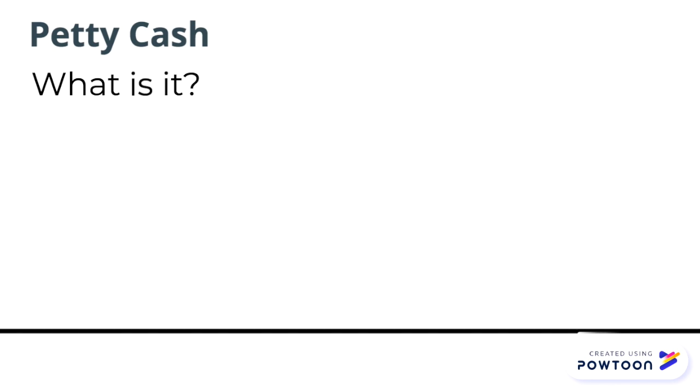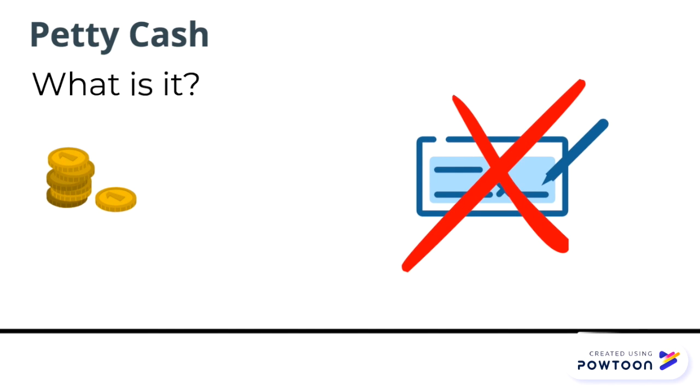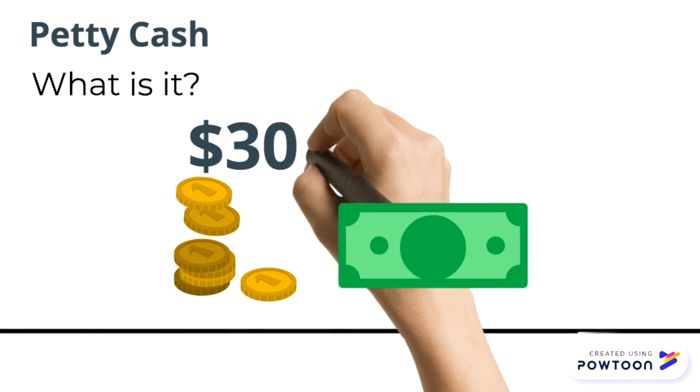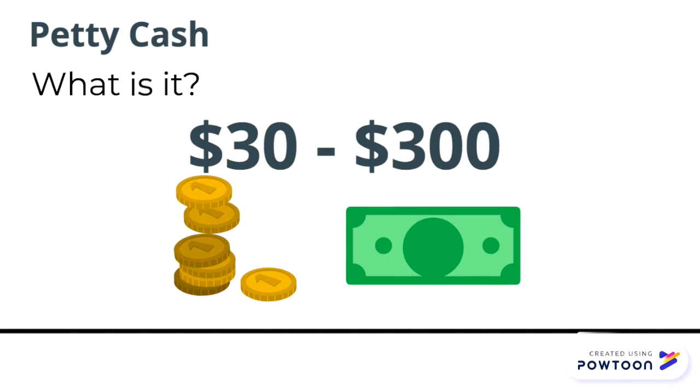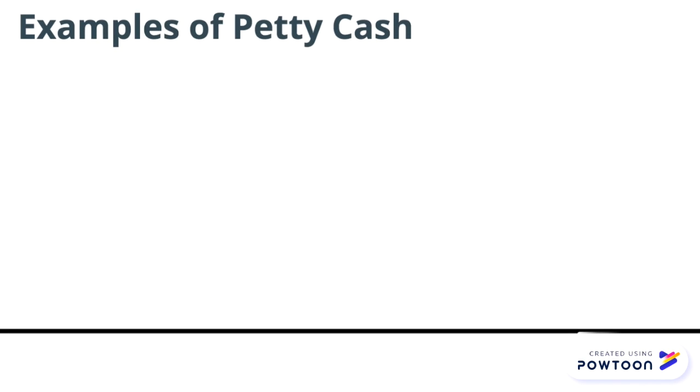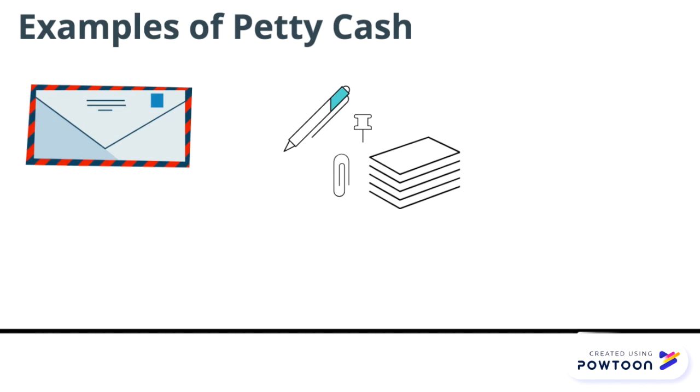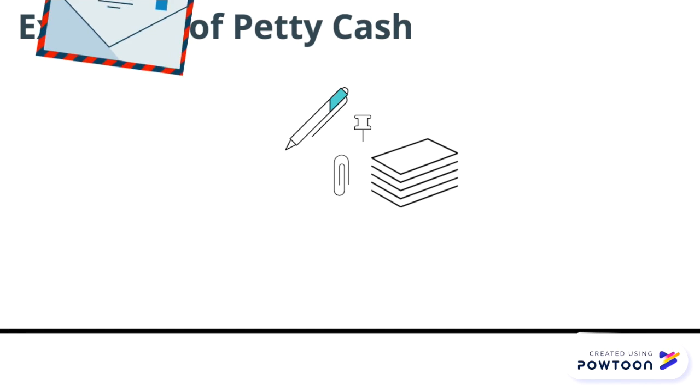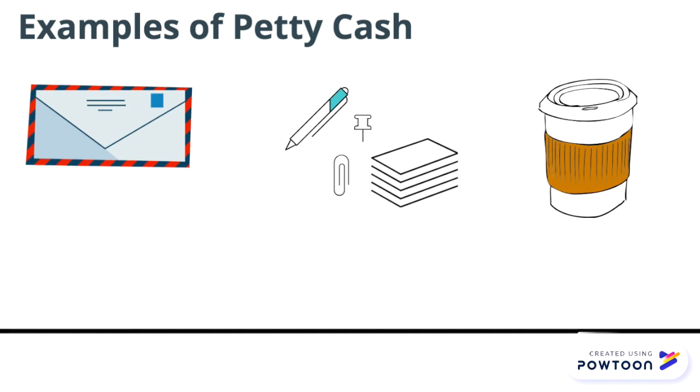Petty cash is a small amount of money available for paying small expenses without writing a check. The amount of petty cash will vary from company to company and may range from $30 to $300. Some examples of petty cash are paying the mail carrier 30 cents for postage due on a letter, reimbursing an employee for $9 of supplies purchased, and reimbursing an employee for $14 of bakery goods purchased for a meeting.